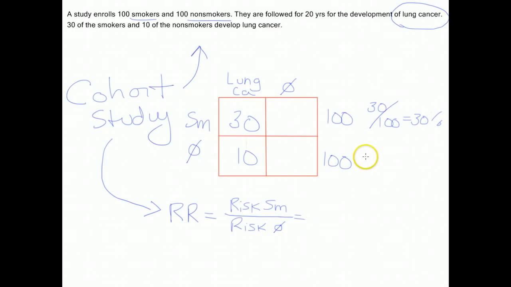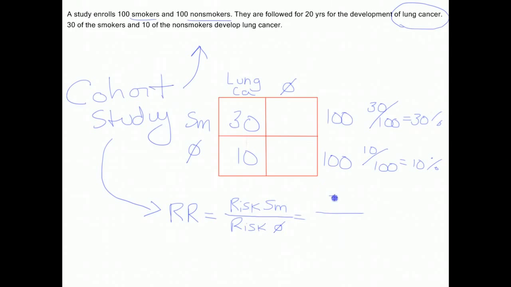Similarly, if I calculate the risk of developing lung cancer in the people who didn't smoke, I'm going to take everybody who didn't smoke, which again is 100 people, and in the numerator we'll have the number that developed lung cancer, or 10, and this will be 10%. So now I can just plug these numbers in down here.